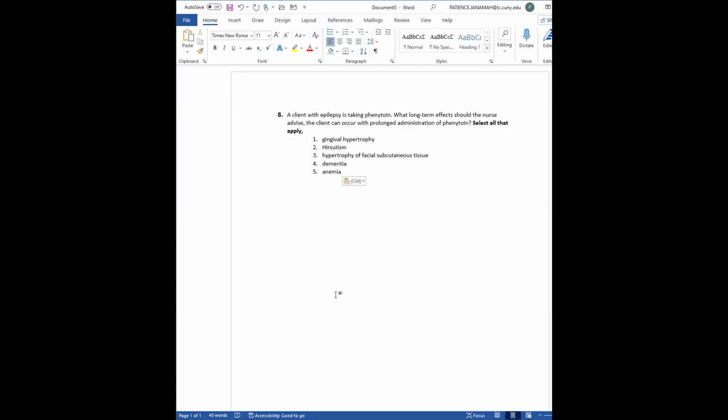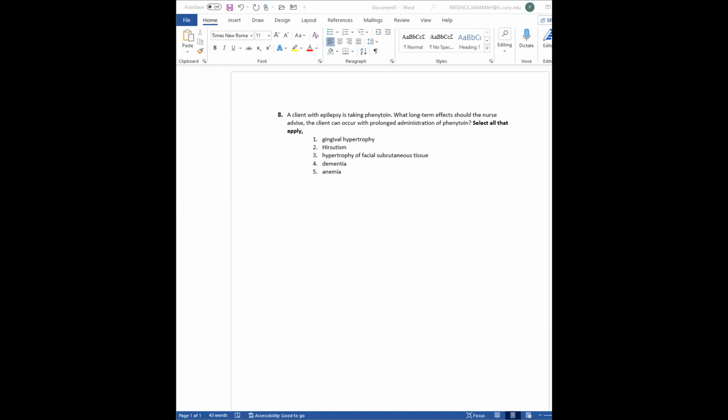So a client with epilepsy is taking phenytoin. Who knows what phenytoin is? Anti-seizure medication, good. So the client is taking phenytoin. What long-term effects should the nurse advise the client can occur with prolonged administration of phenytoin? I have it as a select all that apply. So if you were advising the patient who is getting phenytoin, what advice will you give them?